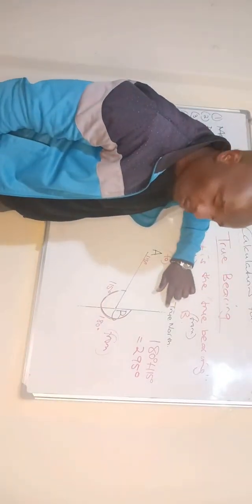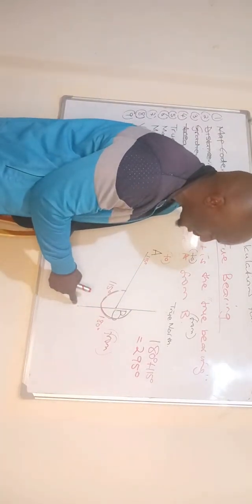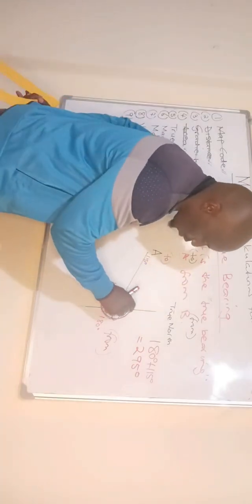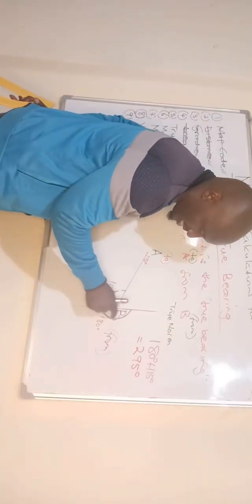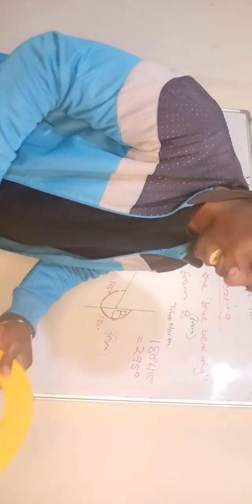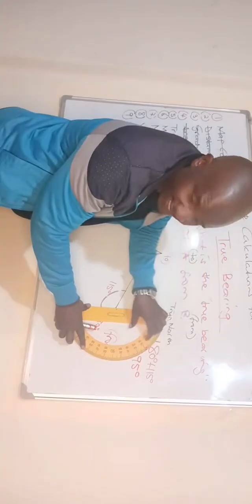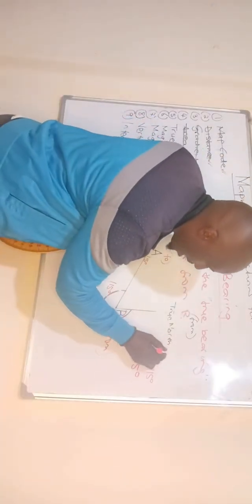After we have identified our B as the from point, we draw a line that passes through B. We are doing this so that we identify our true north, where we measure our true bearing from in a clockwise direction. So this is the perpendicular line that we have drawn. We have identified our true north. We are now measuring from B to A, which means this is the angle that we are measuring. So you take your protractor, you place it like this. A straight line gives you 180 degrees.